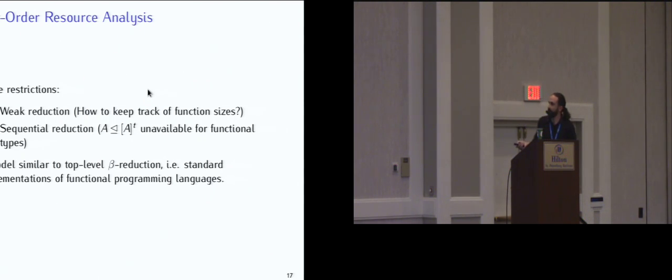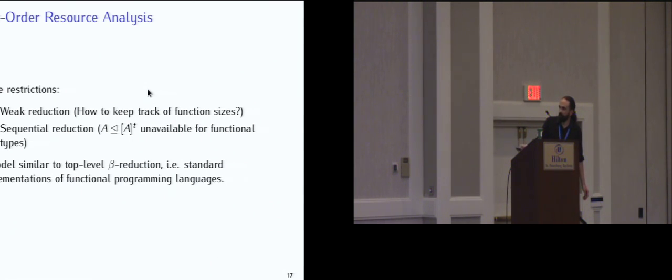Now I will say a couple of things about higher order. For now, we have some restrictions. We only deal with weak reductions. That corresponds to no reduction under lambdas in normal lambda calculus. And to lift this restriction, we would have to find a way to keep track of function sizes. What's the size of the body of functions? So it can probably be done, but for now, we don't do it.